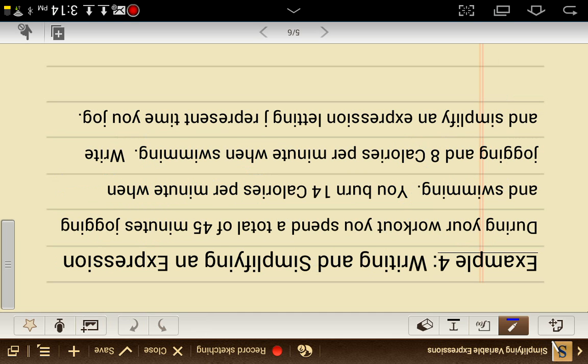Okay, in our final example, which takes 2 slides, we are going to write an expression, and you guys need to really work on these, and we're going to spend some time. Okay, here's my question. During your workout, you spend a total of 45 minutes jogging and swimming. You burn 14 calories per minute when jogging, 8 calories per minute when swimming.